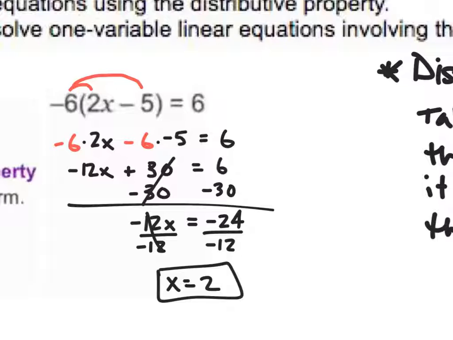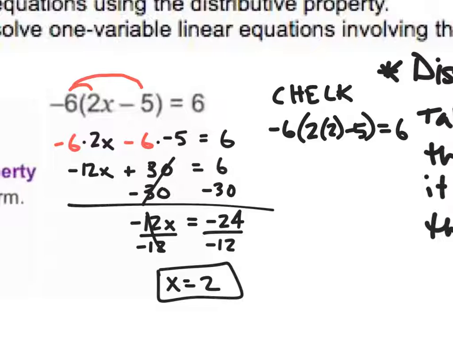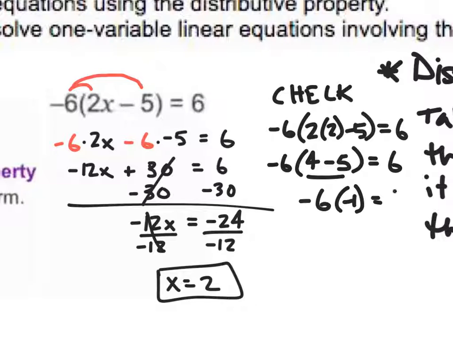Now remember what we want to do. When we have this, we do want to check. So we're going to plug in 2. So I got -6 times (2 times 2 minus 5) is equal to 6. At this point, we want to do order of operations, so we do what's inside the parentheses first. 2 times 2 is 4. So -6 times the quantity 4 minus 5, and that's equal to 6. Now 4 minus 5 is -1. So -6 times -1 is equal to 6. Negative times negative is a positive, so we get 6 is equal to 6.